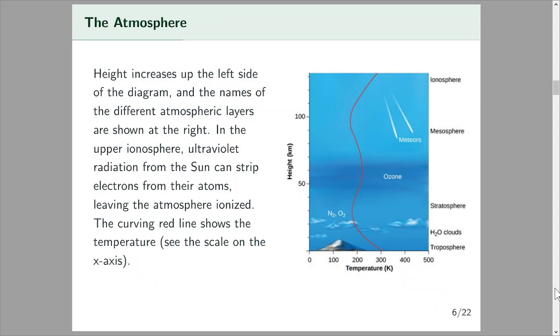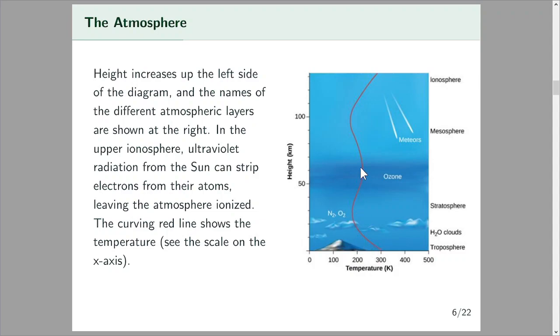Okay, let's talk about the Earth's atmosphere. There's a lot to unpack here. Here's a picture on the right, and a few things you should know. If you look here on the right, the lowest layer is the troposphere, and then the stratosphere, and then the mesosphere, and then the ionosphere, as you go up. I'll talk more about them in detail as we go.